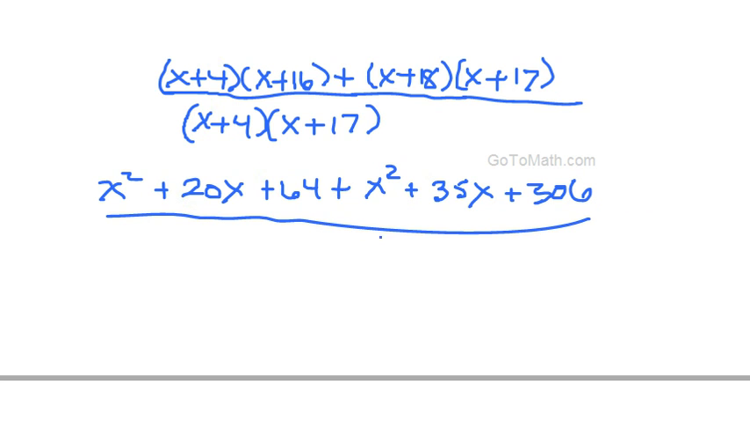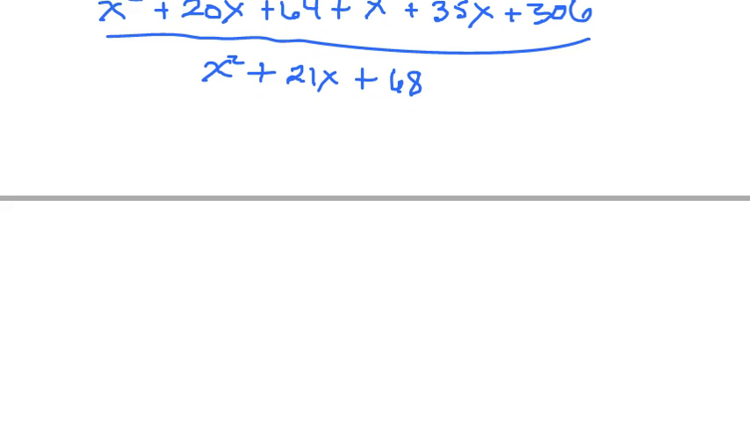I think I'm going to leave those guys alone for right now. I'm not exactly sure if this thing's going to factor. I don't think it'll factor. I guess we could go ahead and multiply this out: x squared plus 21x plus 68. Trying to do this stuff in my head. Yeah. Okay.